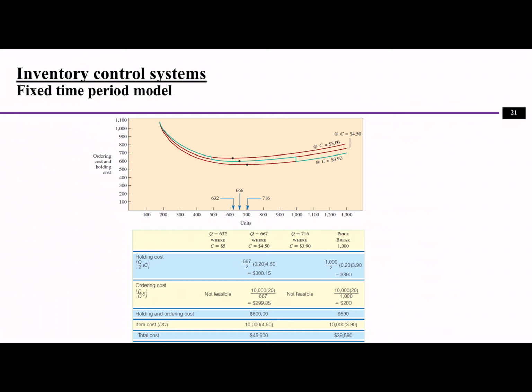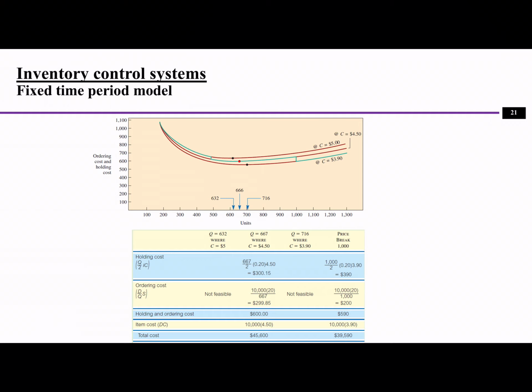So in this case, we know the green line is actually the model. All we need to find out is what is the point that results in the lowest annual cost. Well, in this case, we can see that because the EOQ point lies in here, it is always lower than the first segment.